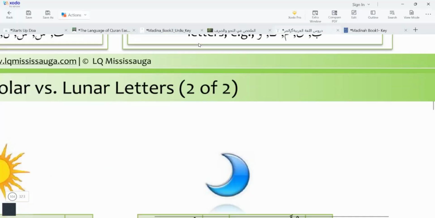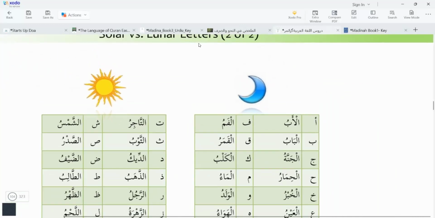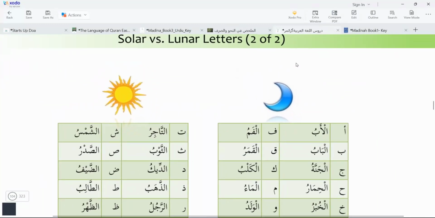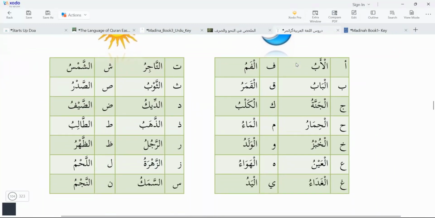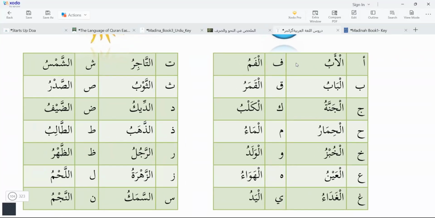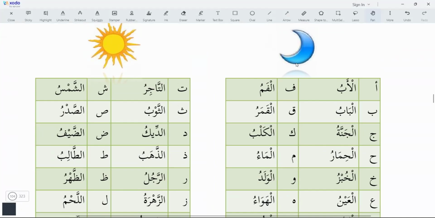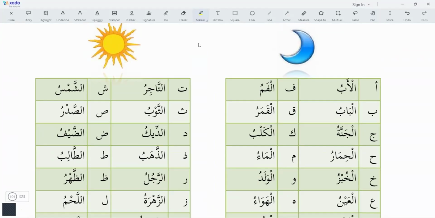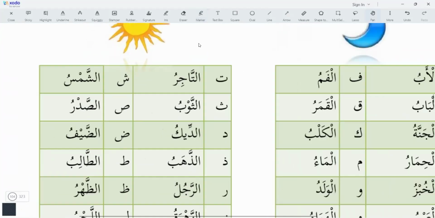What are the lunar letters? And what are the solar letters? So we can make two tables. So there is a moon, these are the moon letters, and there is a sun, so these are the solar letters. In the solar letters, we don't pronounce the alif and lam. Just now we have learned.